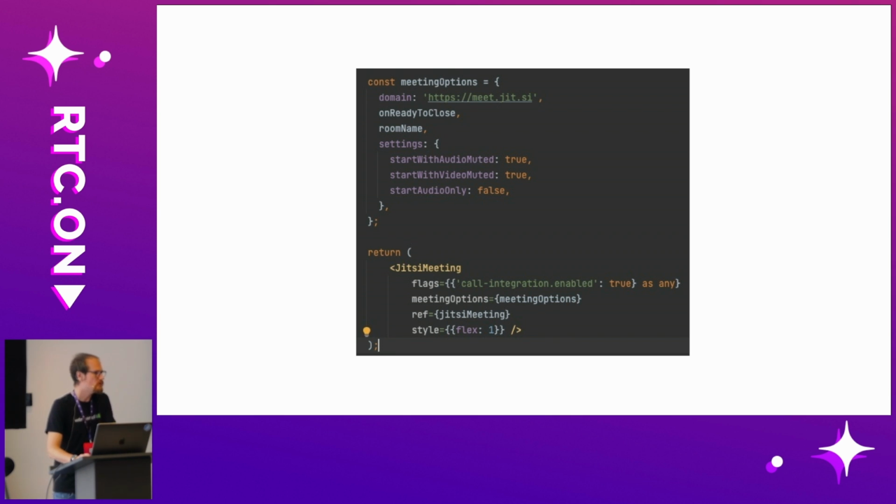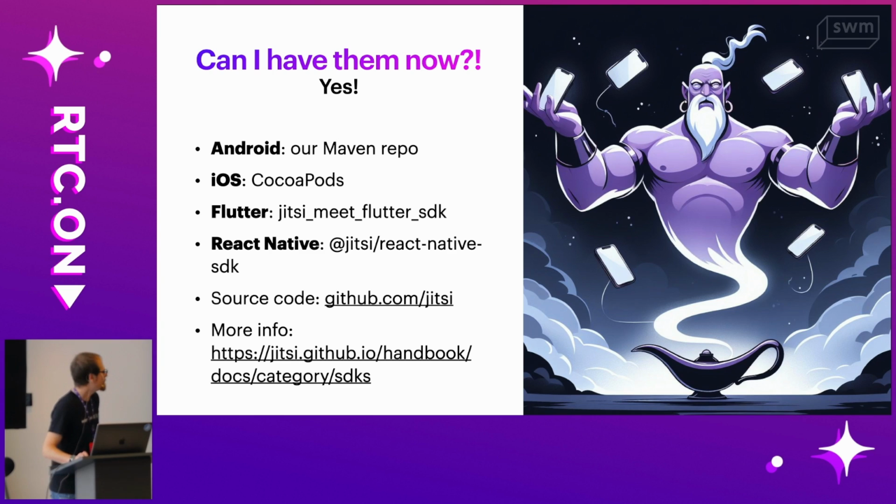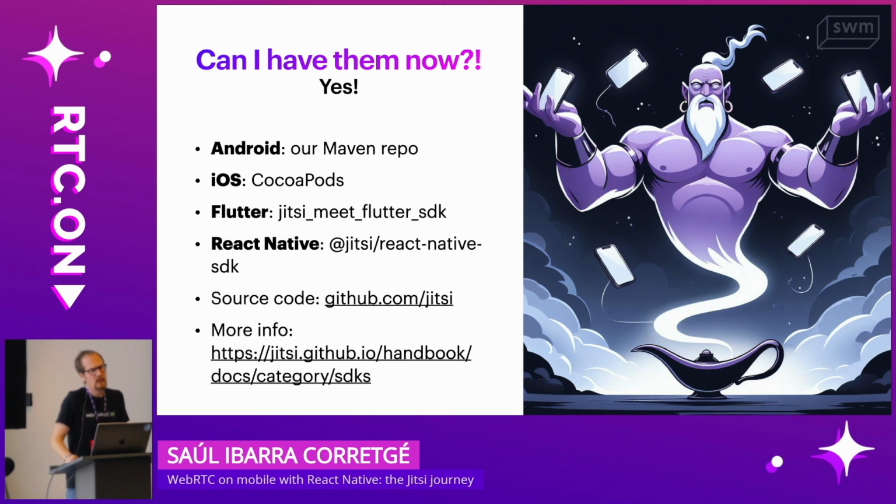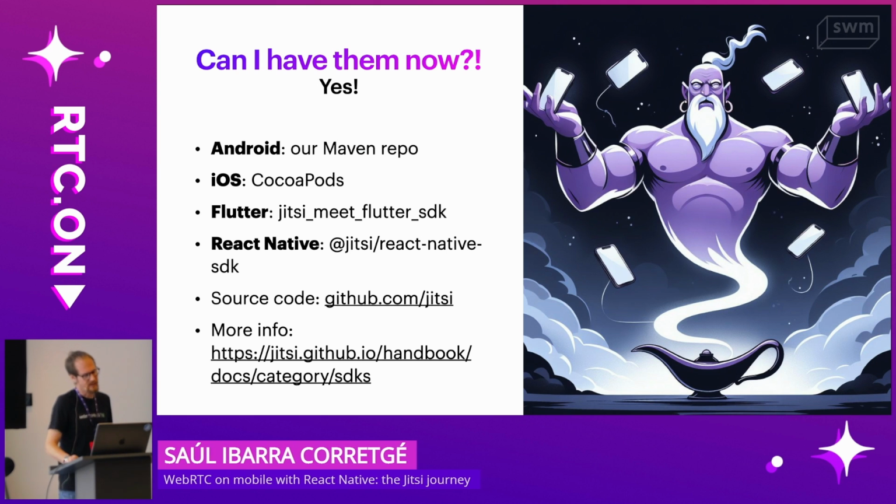But it was a lot more complex than we thought, going back to where we started with React Native. So I said we've been building these for a while, so you can actually go and check the source code or consume them right now. We publish the Android builds in our own Maven repo, iOS in CocoaPods, which is kind of where people expect it. Flutter has its own marketplace thingamajig. And React Native, of course, NPM.